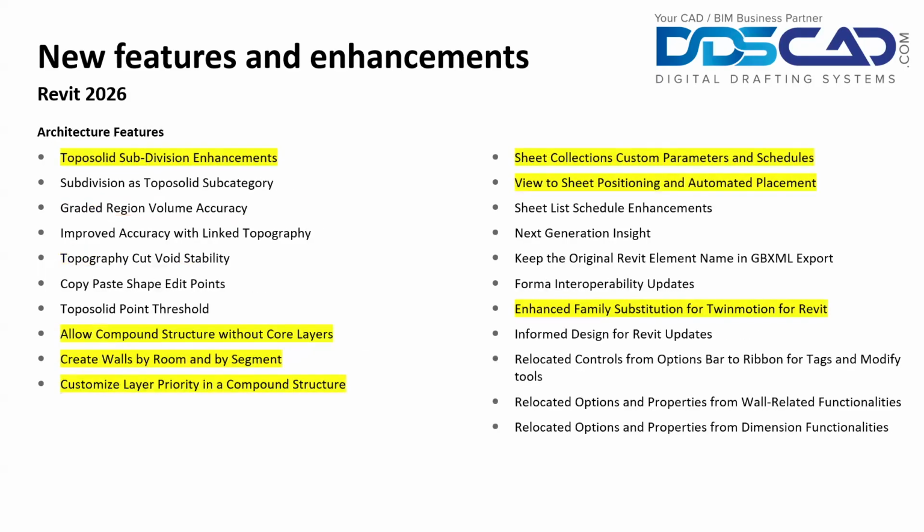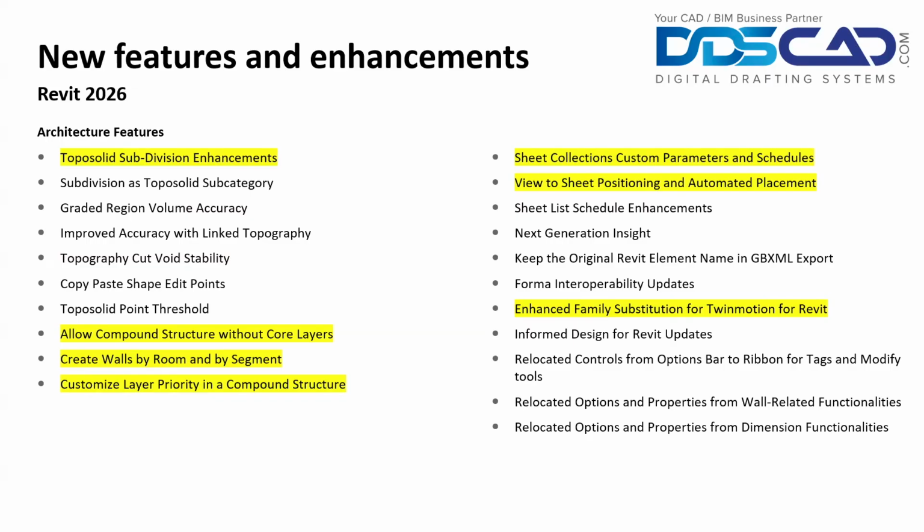For the architectural features, once again, it's a huge amount of improvements, but we will be looking at topo solid subdivision enhancements. We will also be looking at the allowable compound structure without 4 layers, which is very exciting and very interesting to look at. We also have some additional options for creating walls, one of them being by room and the other one by segment. Following that, we have the customizable layer priorities in compound structures, which we'll see how that works. It's kind of a little strange, but still interesting.